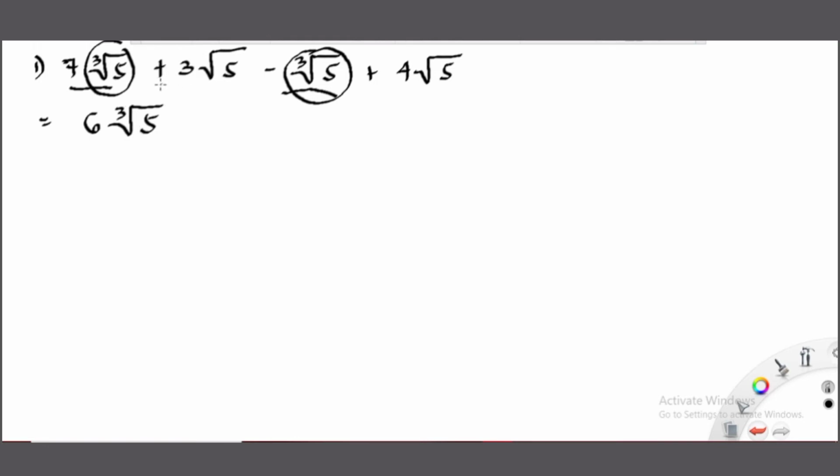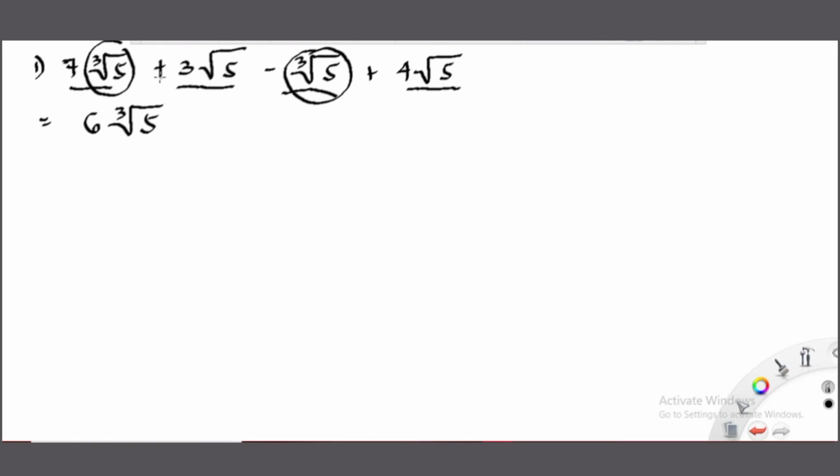And then, plus 3 square root of 5. So, this is square root of 5. So, we will look in our given for another square root of 5. And that is this one. Alright, so these two are similar, so we can combine them.